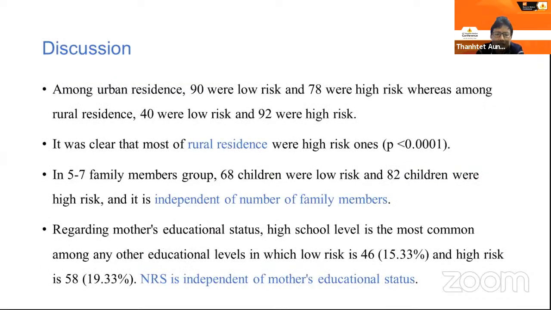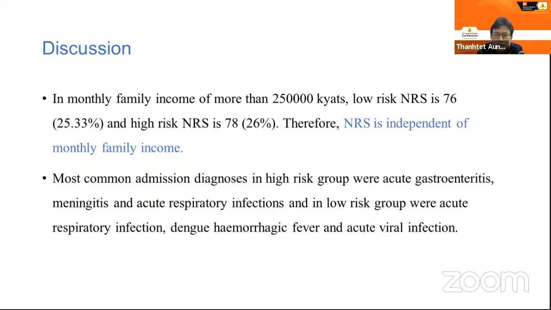Among urban residents, 90 were low risk and 78 were high risk, whereas among rural residents, 40 were low risk and 92 were high risk. Most of the rural residents were in the high-risk group. And NRS is independent of the number of family members, mother's educational status, and monthly family income.